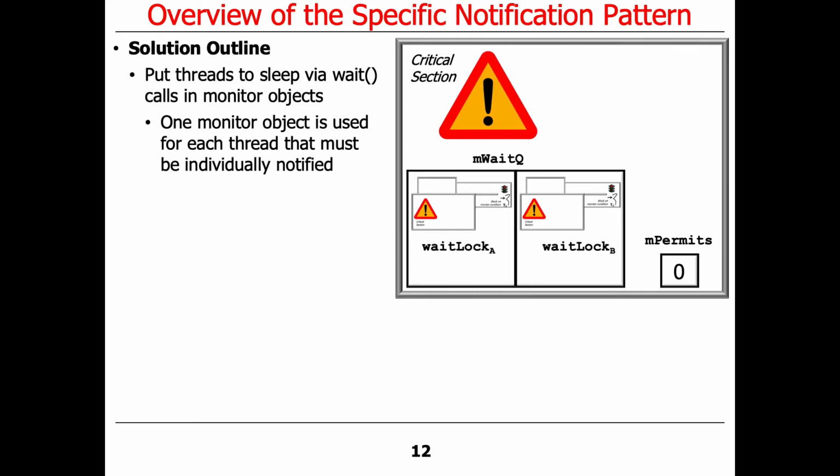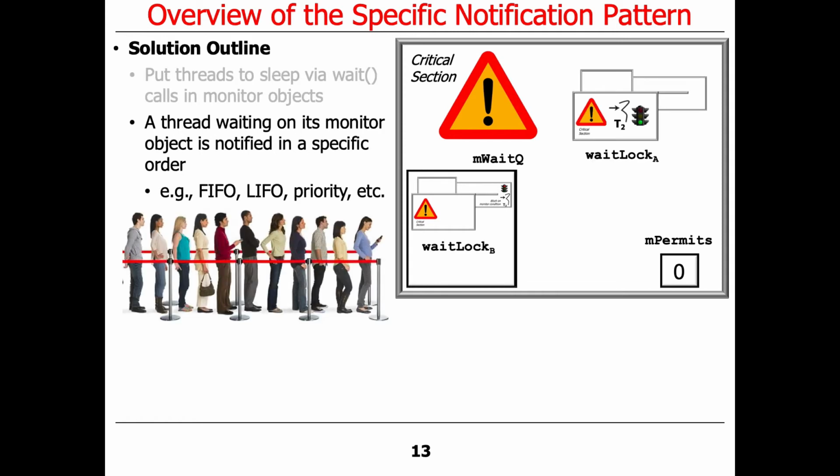And you want to have one monitor object for each thread that must be individually notified. So that's the trick to this thing. You're going to keep track of all the waiting threads and give them each their own monitor object. And then you're going to queue them up in whatever order you care about, be it LIFO order or FIFO order or whatnot. In our case, it's going to be obviously FIFO order because that's fair. And the thread that's waiting on its monitor object is notified in a specific order.